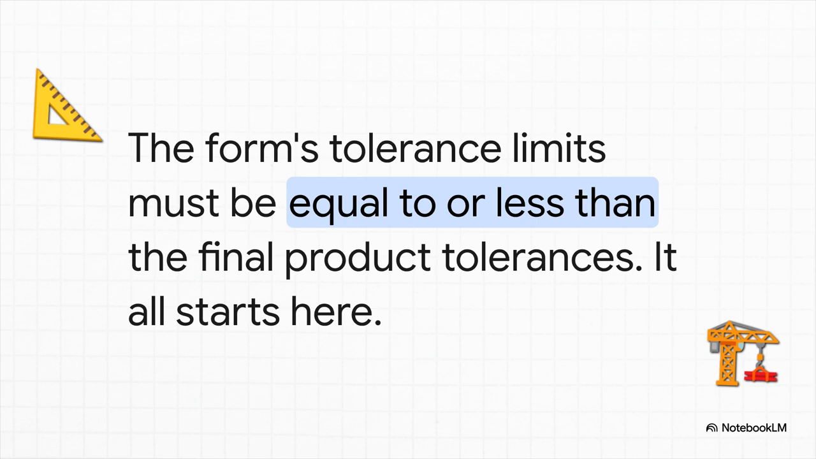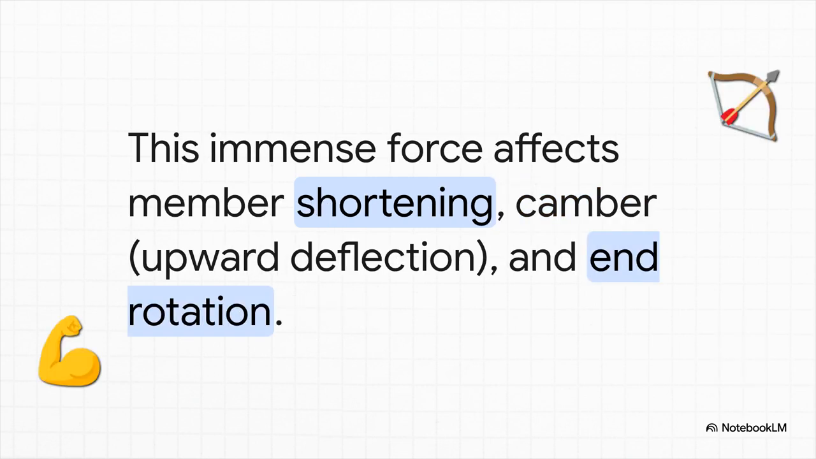This is ground zero. The rule is simple, but it is absolutely non-negotiable. If your mold isn't accurate, the product you're making has zero chance of being accurate. It all starts right here. Next, you've got the immense power of pre-stressing. When you apply that much tensioning force, you're physically changing the product. It's going to shorten, it's going to develop camber, that's that upward arch, and its ends can even rotate a bit. These aren't mistakes. They are predictable changes that you absolutely have to account for.